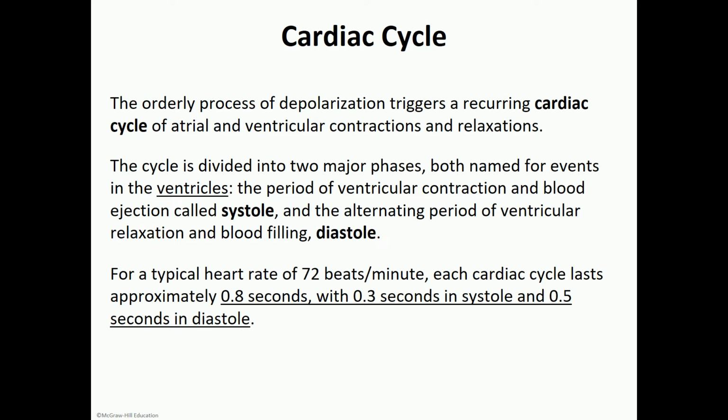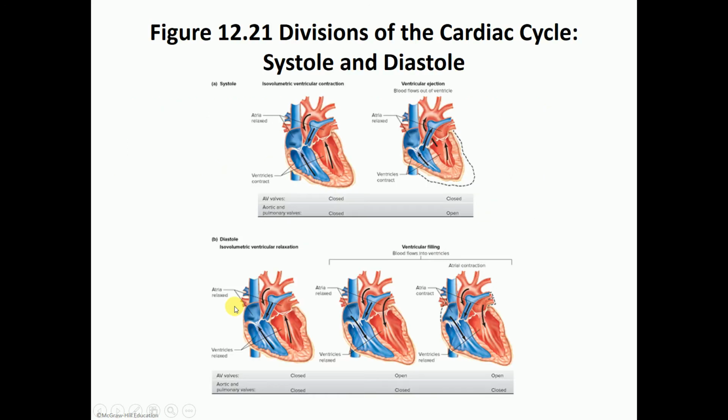Each cardiac cycle, which means that the ventricle contracts and then relaxes, lasts about 0.8 of a second. The majority of the cycle actually happens during diastole, so only 0.3 seconds constitutes how long it takes for the ventricles to contract, while the remaining of the cycle, 0.5 seconds, so half a second, is during diastole. So these are the divisions of the cardiac cycle.